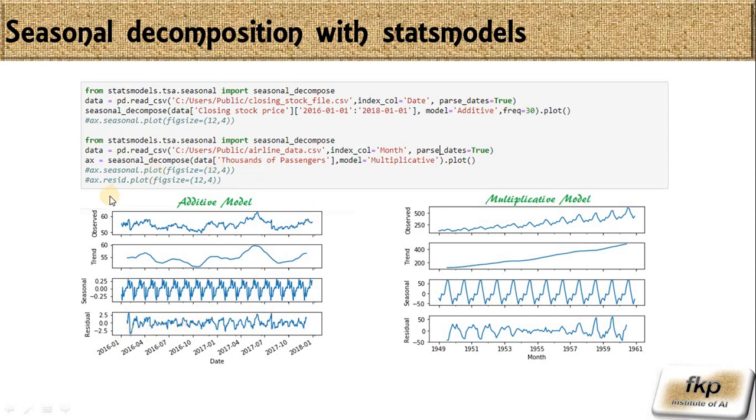Okay, and the data I have taken to show this graph is the closing stock market file. Closing stock price doesn't grow exponentially, right? It's a known fact. So you can interpret that in this particular data, the seasonal and the residual components are not moving along with the trend, so you can say it is an additive model.